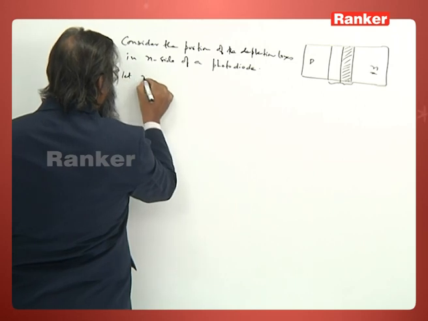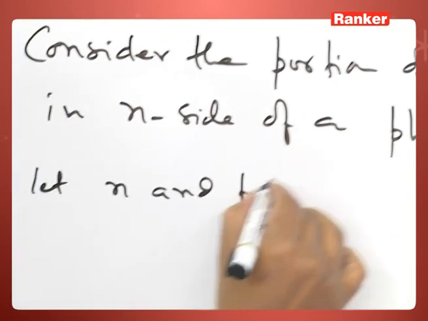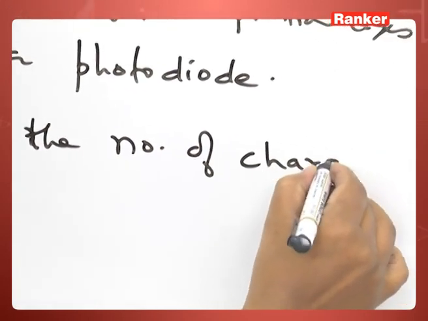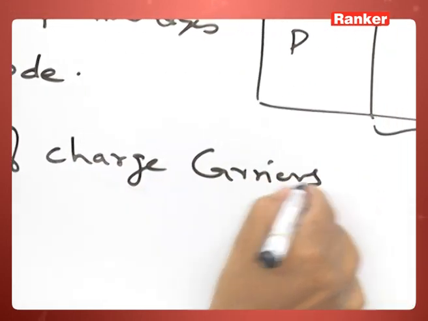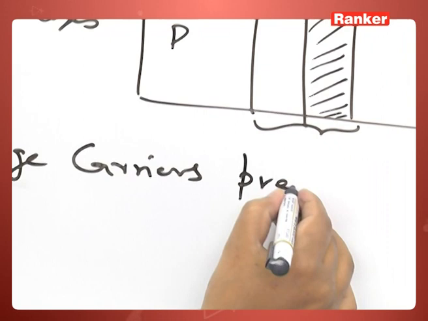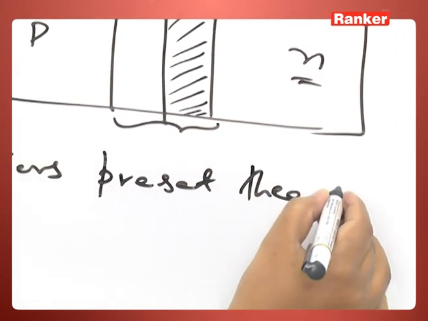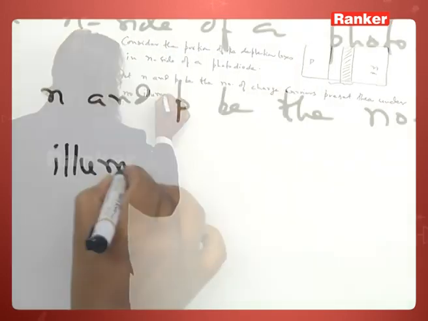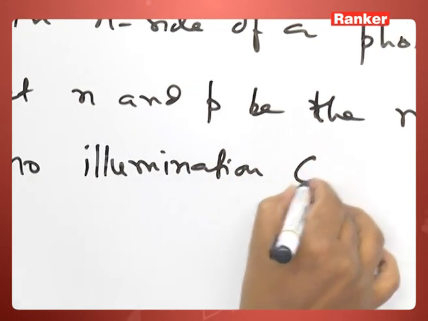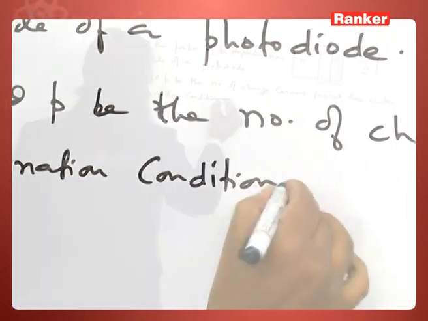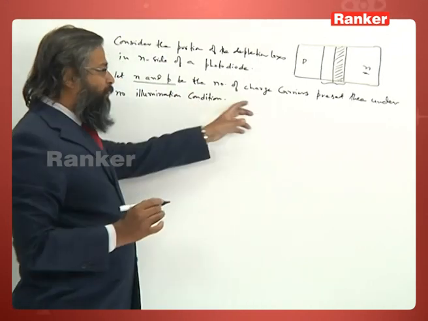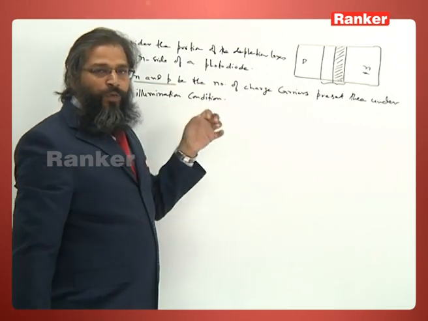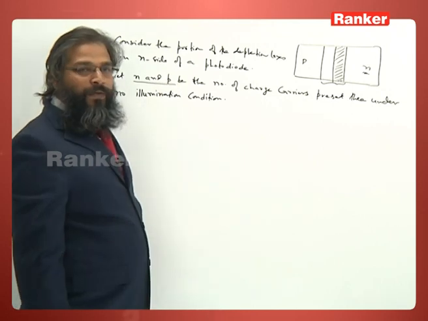Let N and P be the number of charge carriers present there under no illumination condition. So, N and P is the number of charge carriers. You see, the number of charge carriers will be generated by thermal motions also. So, let N and P be the number of charge carriers.